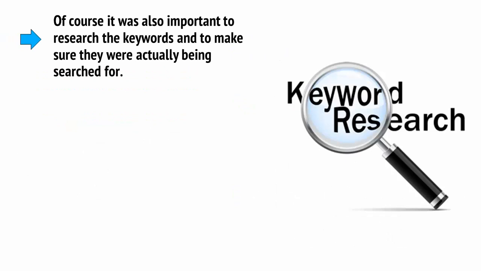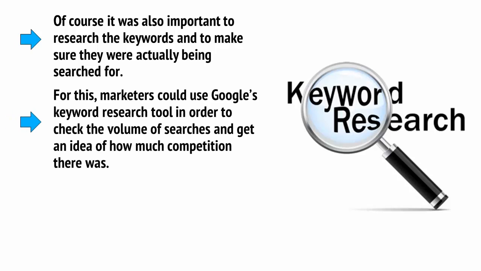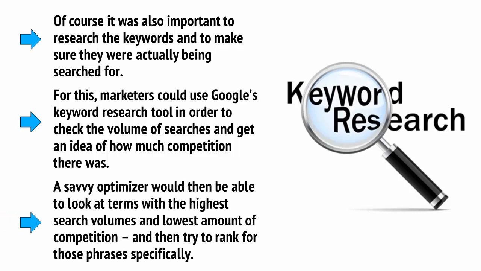Of course, it was also important to research the keywords and to make sure they were actually being searched for. For this, marketers could use Google's keyword research tool in order to check the volume of searches and to get an idea about how much competition there was. A savvy optimizer would then be able to look at terms with the highest search volumes and lowest amount of competition and then try to rank for those phrases specifically.